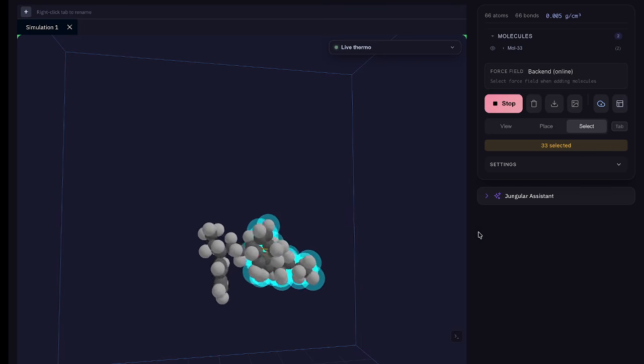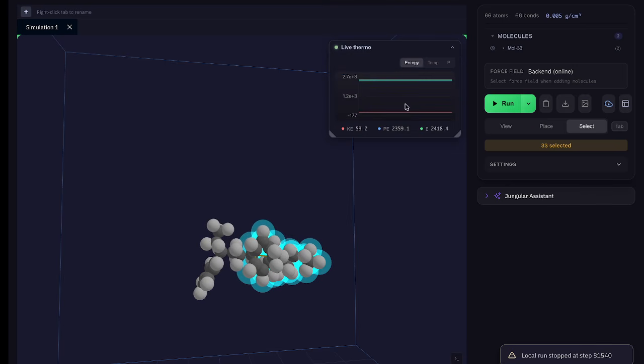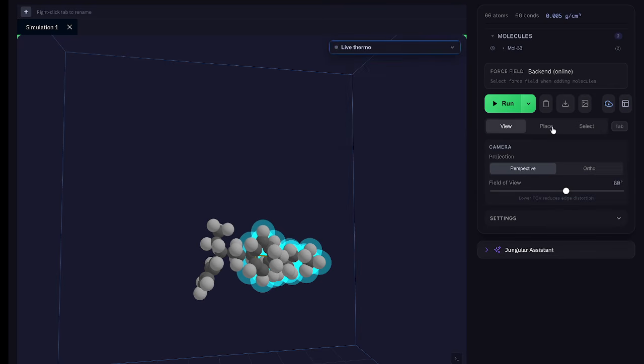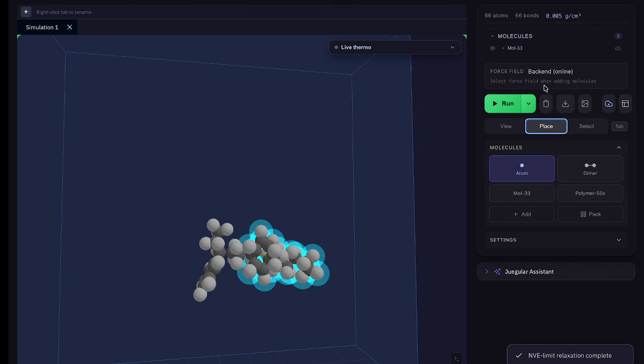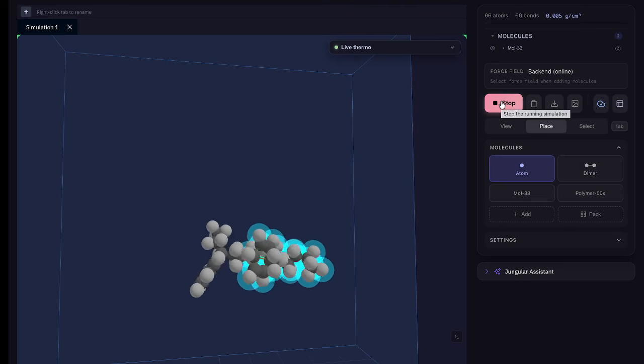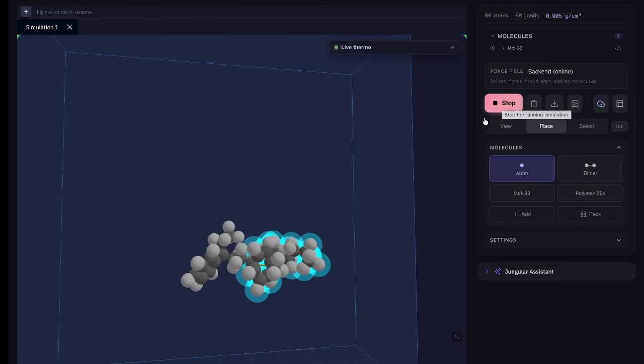What's happening is that the system is stuck in a local minimum. If we take a look at the energy, you can see the energy is very high for a system that only contains two molecules. Let's try to use NVE-limit to relax the structure. You can see that it's not really working. The two molecules are still stuck together because the system is stuck in the local minimum.